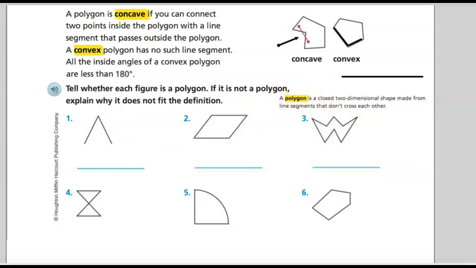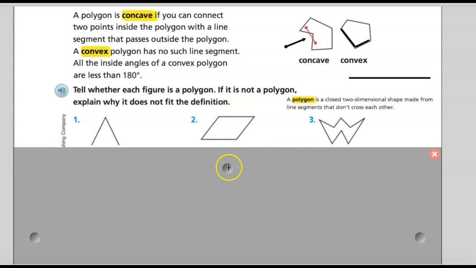Please pause your video. Okay, so we're going to do these first 3 shapes. If for some reason you didn't get to them, please pause the video and do it now because you're going to have a test on this very soon. So make sure you're actually thinking about it. Again, the definition is over here. Is this a polygon? Is it closed? No, there's a line missing.